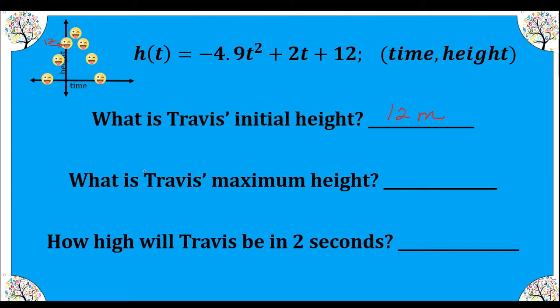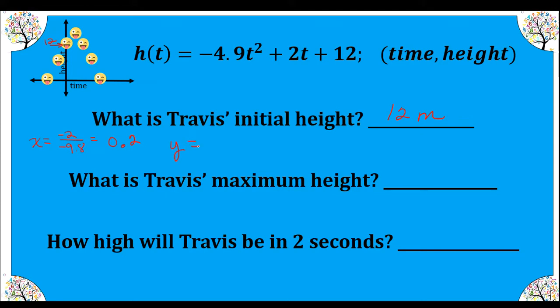What is his maximum height? We're going to need to do negative b over 2a. So my x value, my vertex, is negative b over 2 times a. That gives us about 0.2. Okay, so in 0.2 seconds, he reaches his maximum height.